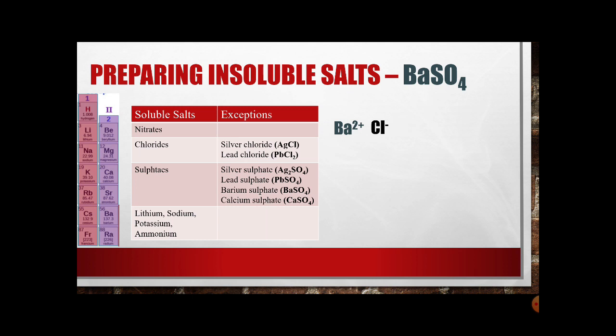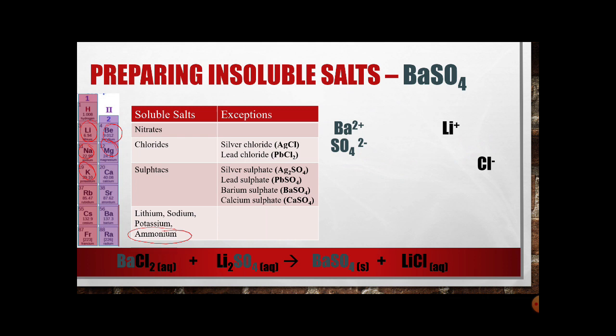We could use lithium sulfate, beryllium sulfate, sodium sulfate, magnesium sulfate, potassium sulfate, or ammonium sulfate. And let's use lithium sulfate. These are its ions. Our reactants are barium chloride and lithium sulfate. Collision of our two ions forms barium sulfate, the insoluble salt, and lithium chloride would be the other product.